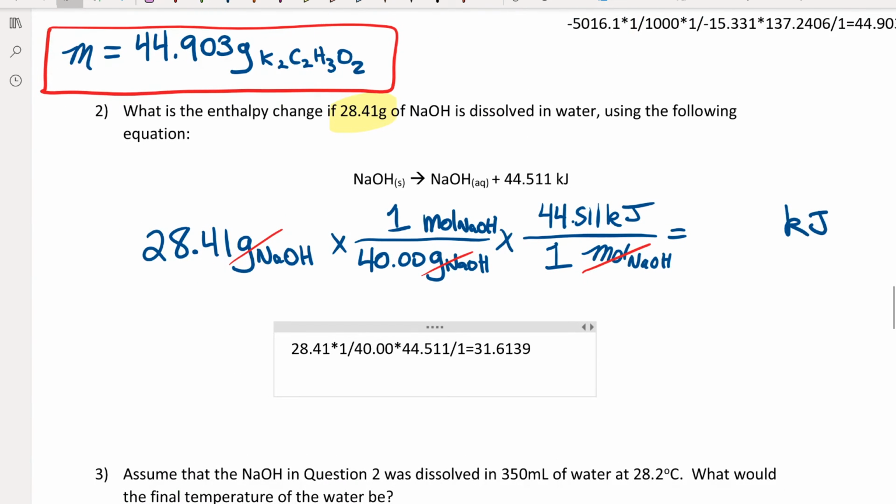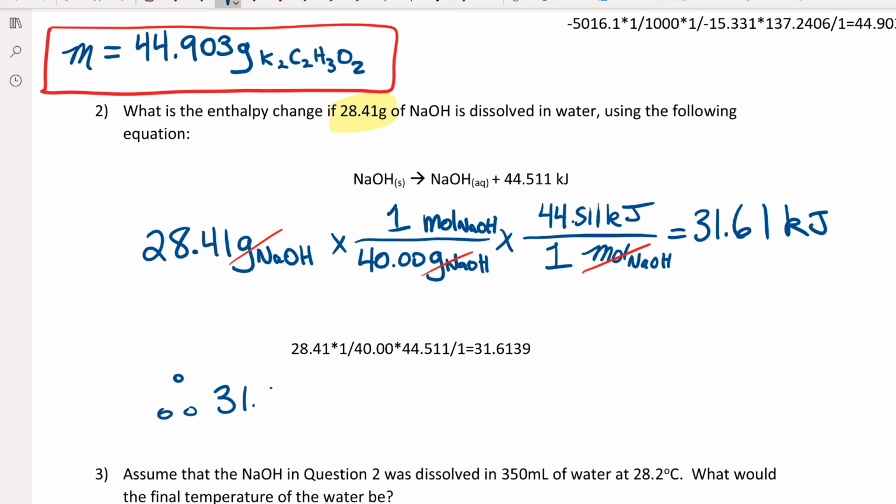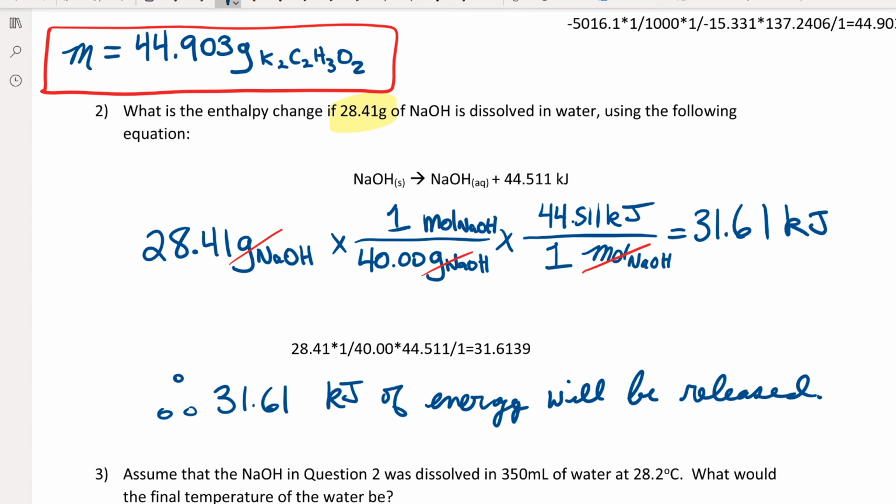And we will get 31.639, and I think we have 4 sig figs. So this should be 31.61 kilojoules of energy. Therefore, 31.61 kilojoules of energy will be released.